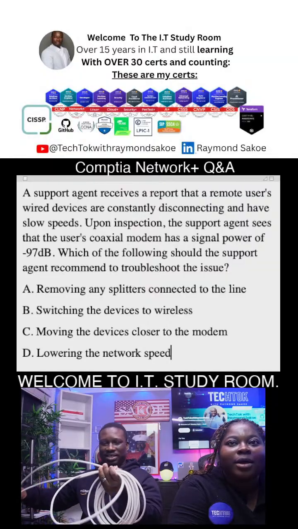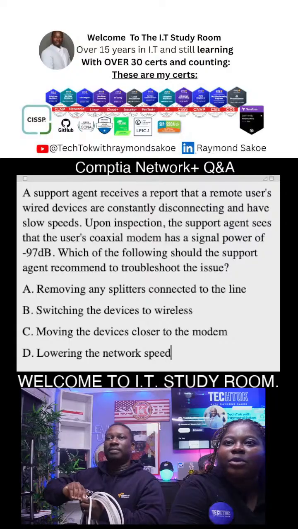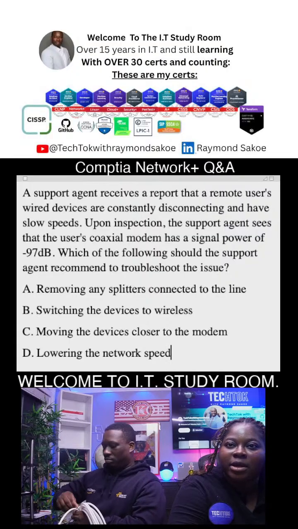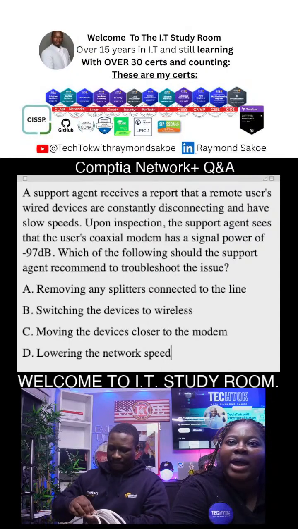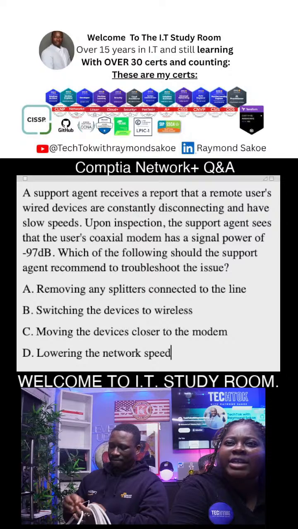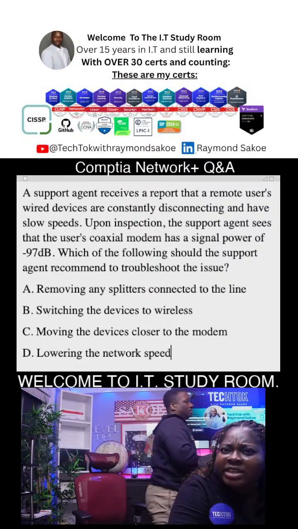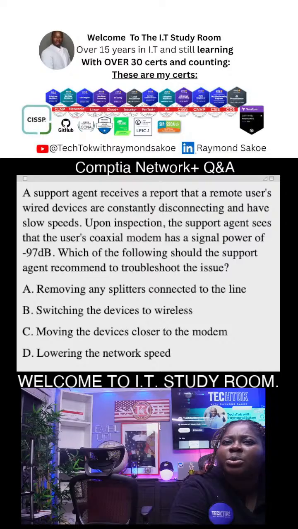A support agent receives a report that a remote user's wired devices are constantly disconnected and have slow speed. Upon inspecting, the support agent sees that the user's coaxial modem has a signal problem of 97. What does dB stand for? Decibel. Which of the following should the support agent recommend to troubleshoot the issue?